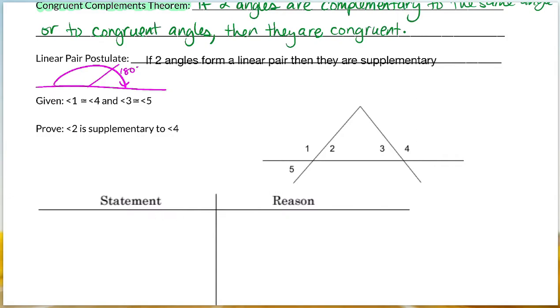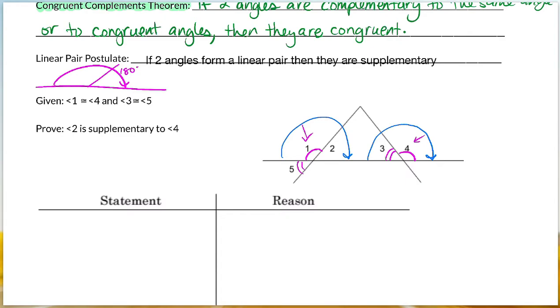We're going to look at a couple of proofs here to practice. We are given that 1 and 4 are congruent, so angle 1 congruent to angle 4. And we are also given that angle 3 is congruent to angle 5. Our goal is to prove that 2 is supplementary to 4. Well, notice that 1 and 4 are congruent. And we can also see that 1 and 2 makes a linear pair, and so do 3 and 4.